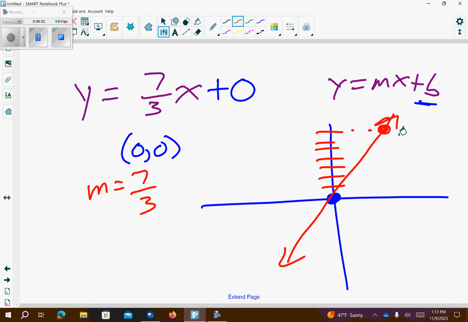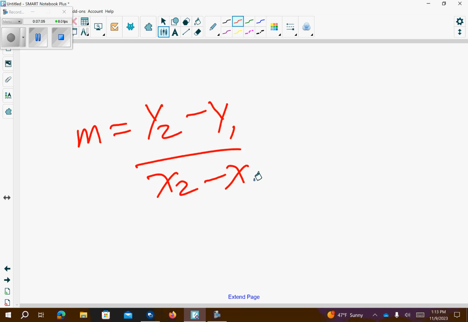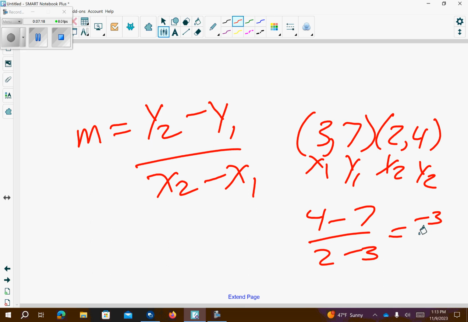Okay, again, you can have anything written on that one sheet of paper, including these problems. It should help you out. Again, the slope equation, you will have to be able to do, because I'll give you 2 points. X1, Y1, X2, Y2. Plug them in. 4 minus 7 over 2 minus 3 is negative 3 over negative 1. So that's what my slope would be in this case.